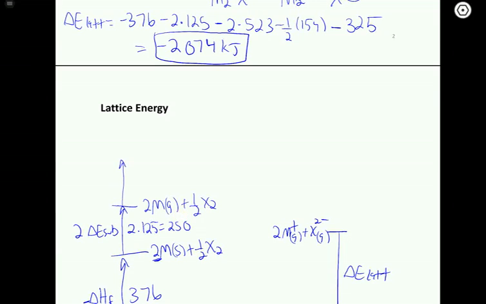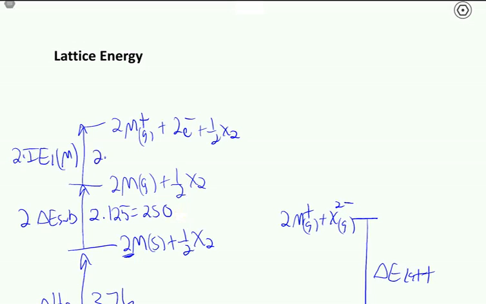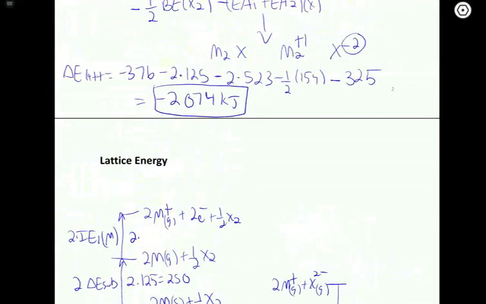And then from here we're going to ionize the metal, so we have 2M+, so we're going to lose an electron from each of those metal atoms. Okay, so to do this, it's going to be 2 times the ionization energy of the metal. There's 2 metal atoms, each losing 1 electron. So that's going to be 2 times 523.